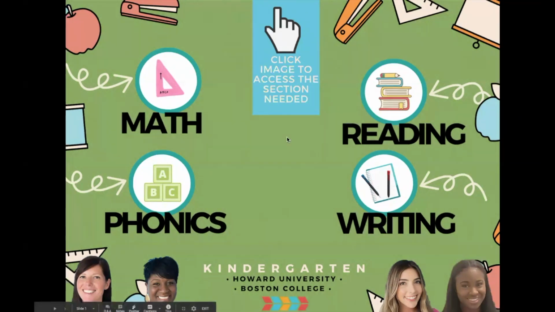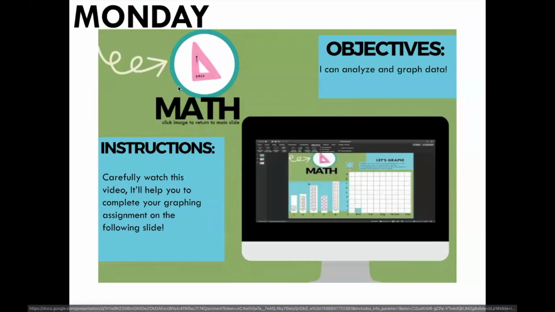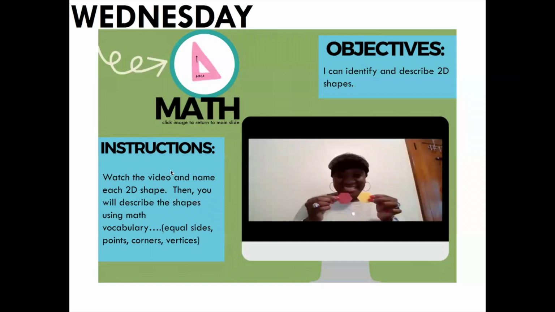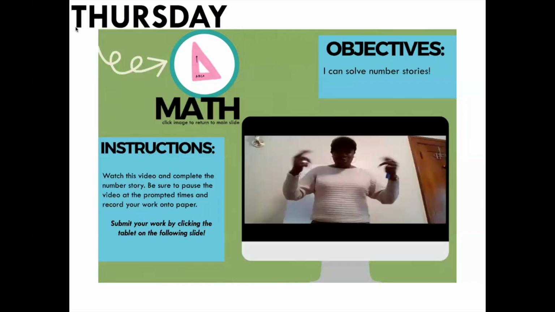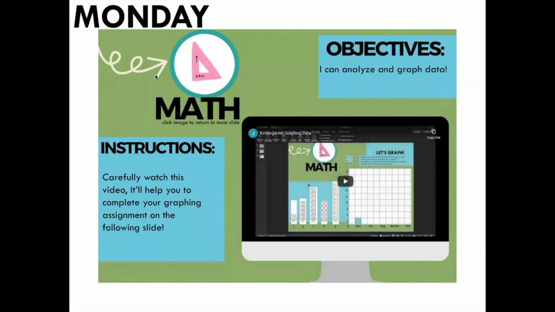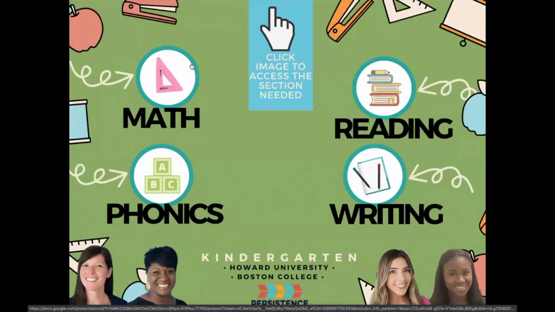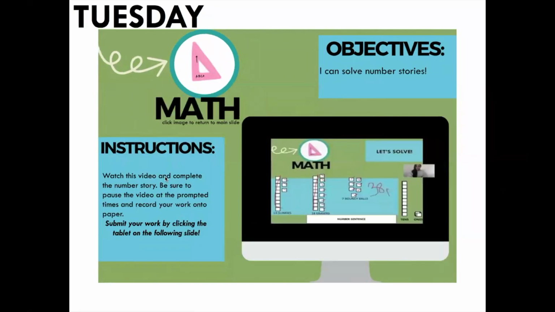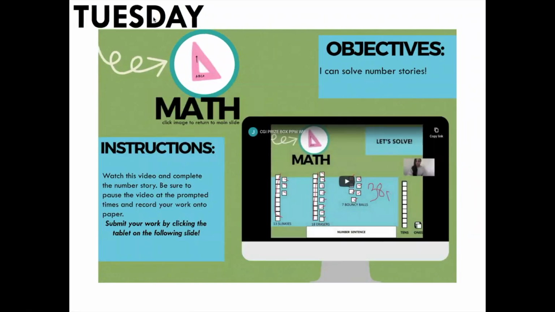Here it says to click image to access the section needed. So once again, everything here is clickable. They could click math and get right to their math and see what's due for that week. As you see at the top, it says Wednesday, Thursday, and what they have to do on Friday. And then if you click the image of the math again, it says click image to return to main slide. So you could click that, and it'll take you right back to the main slide. And then you could go to another section that you need and watch whatever you need. And then you could keep track of what you need to watch or what assignments you have to do by looking up at the top where it has the day of the week.